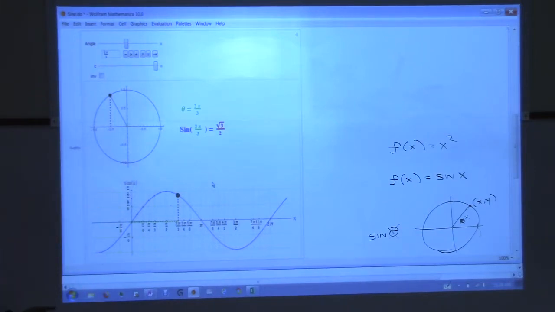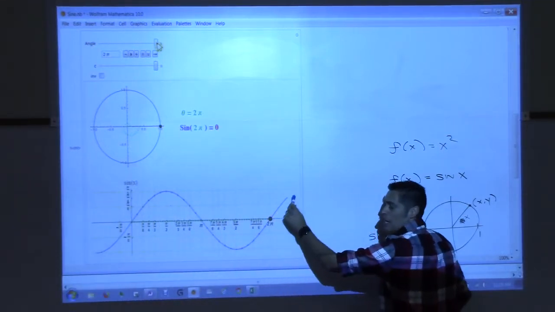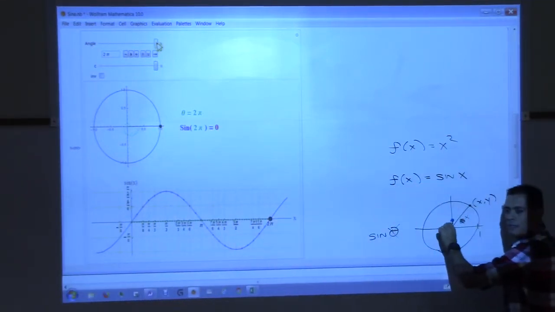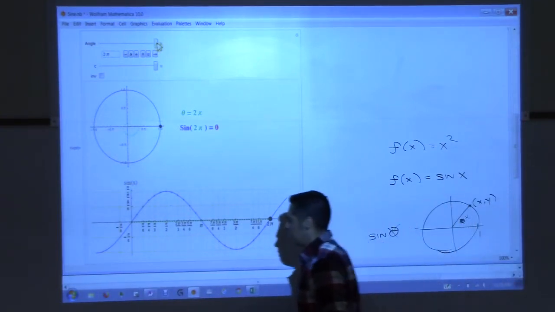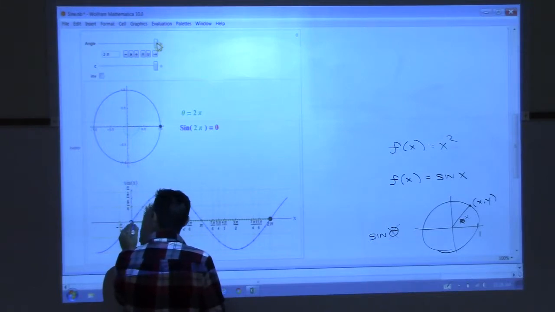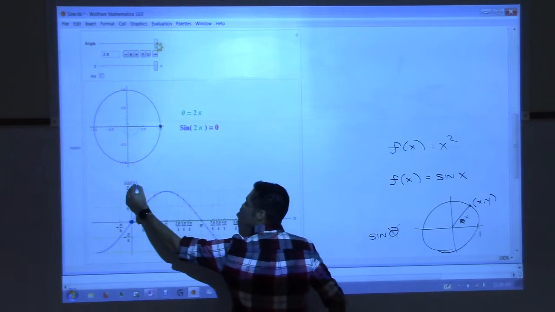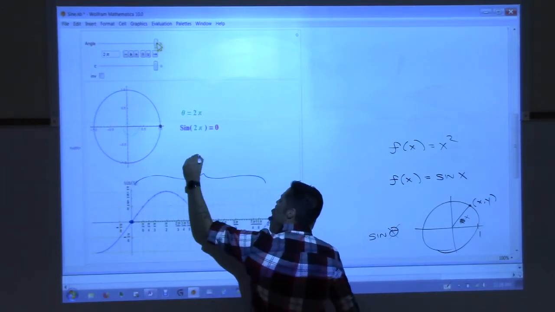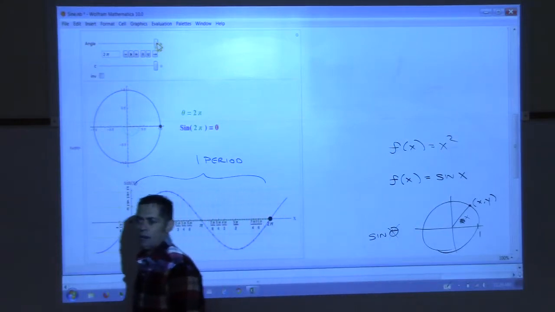Now, this will repeat itself once you get back to 2 pi. Once you get back here to 2 pi, right there, the graph will continue, won't it? It will just repeat itself and keep repeating itself. Every time you go around, it'll repeat. So where it starts and then where it ends, we call that 1 period. Right there, that's 1 period of sine.